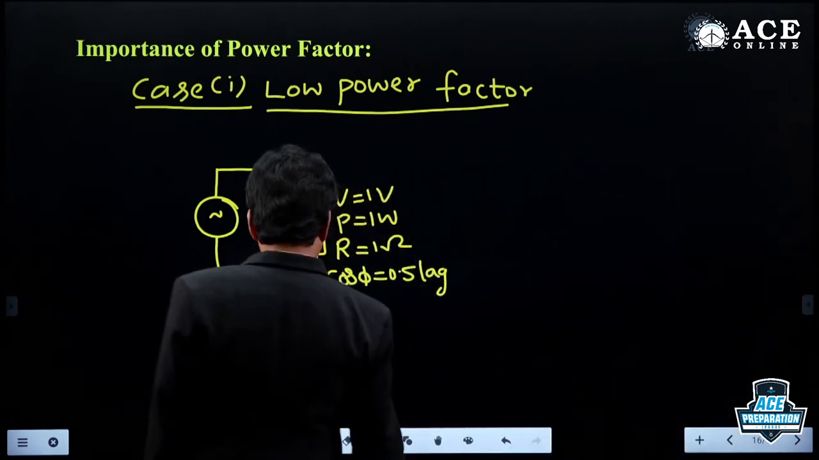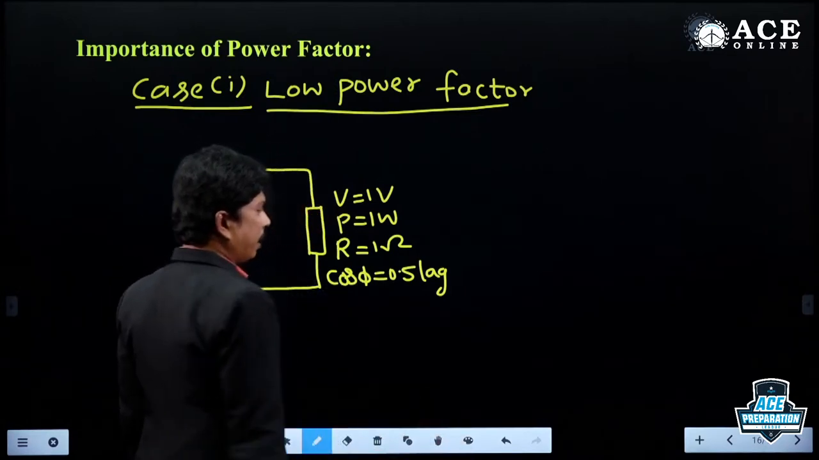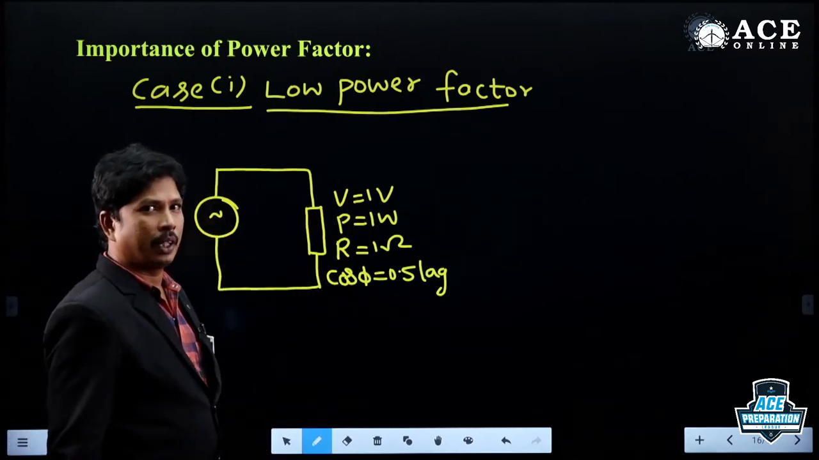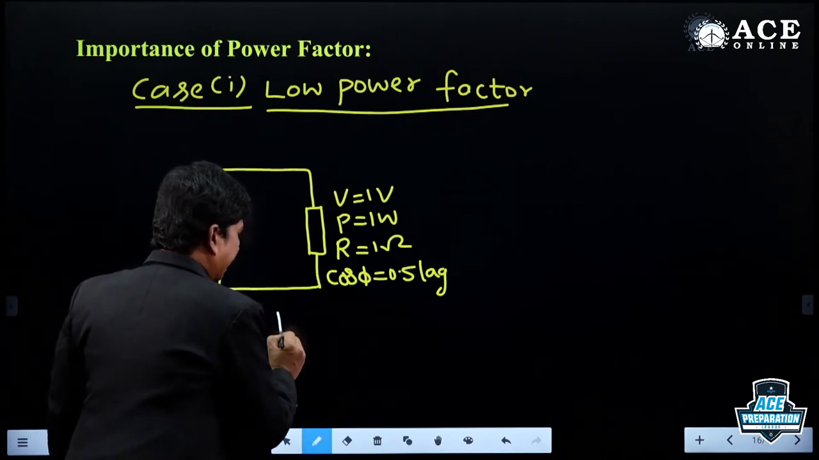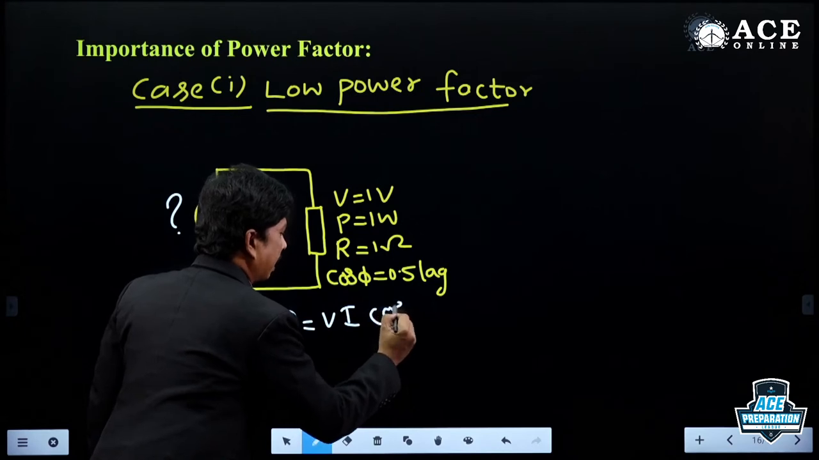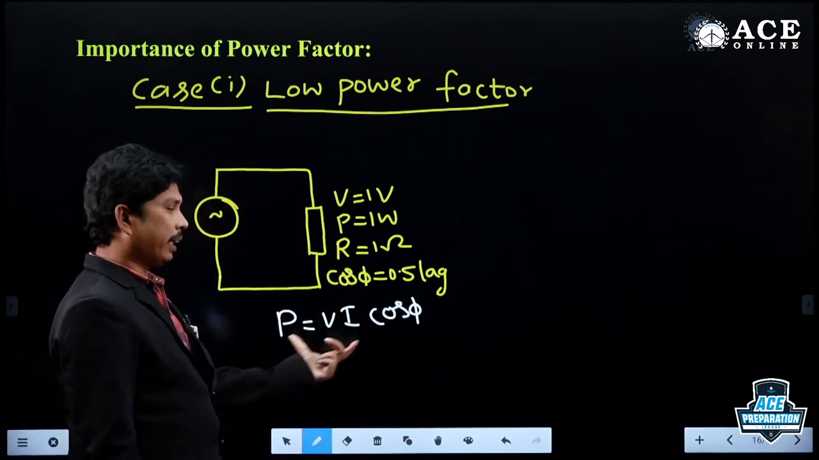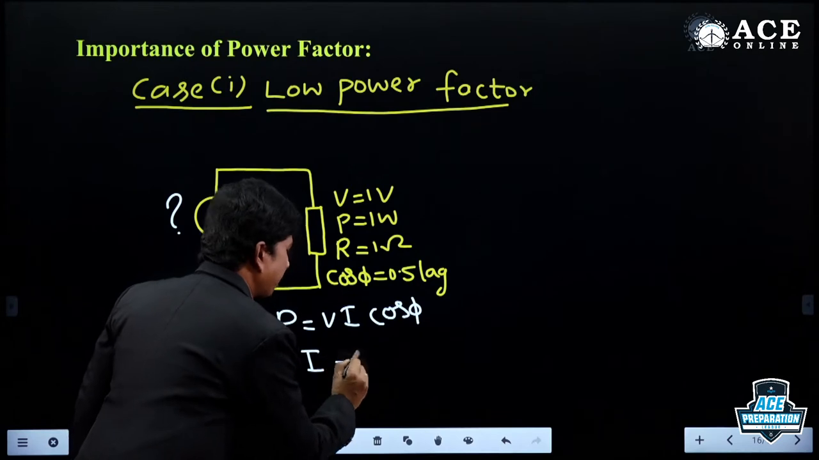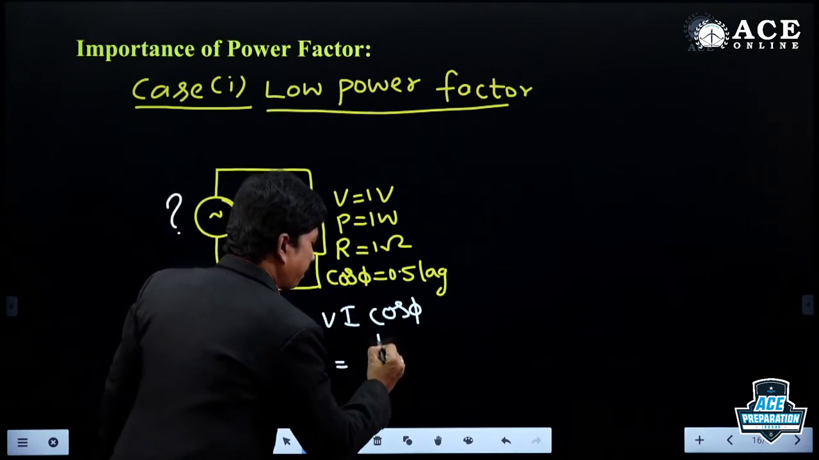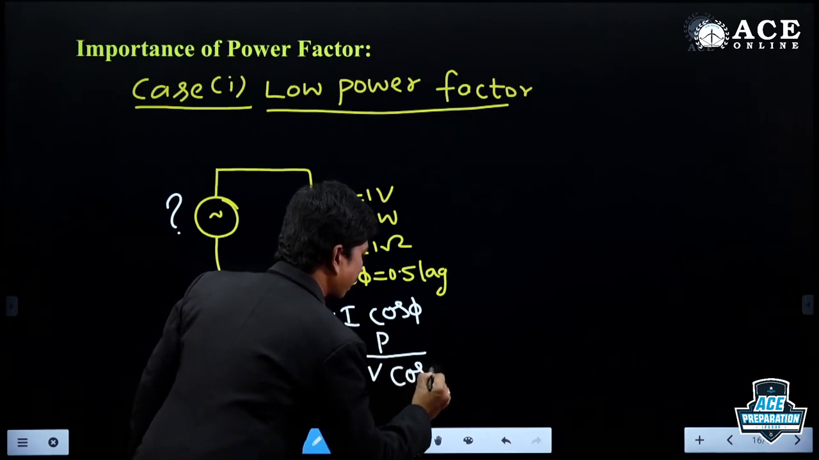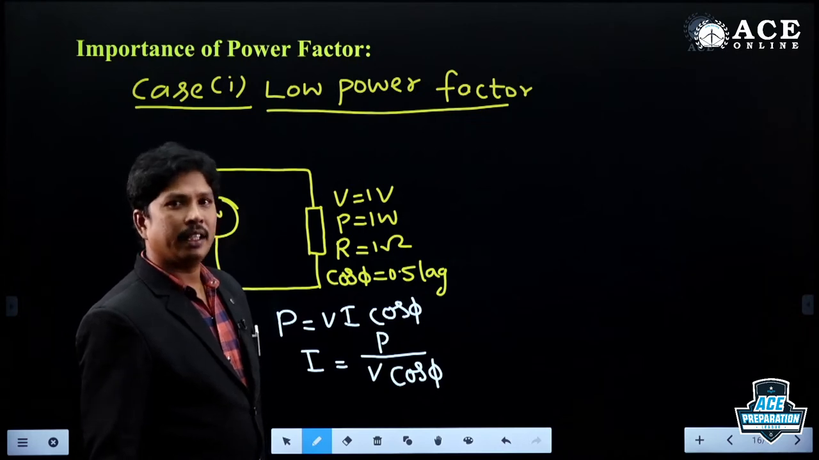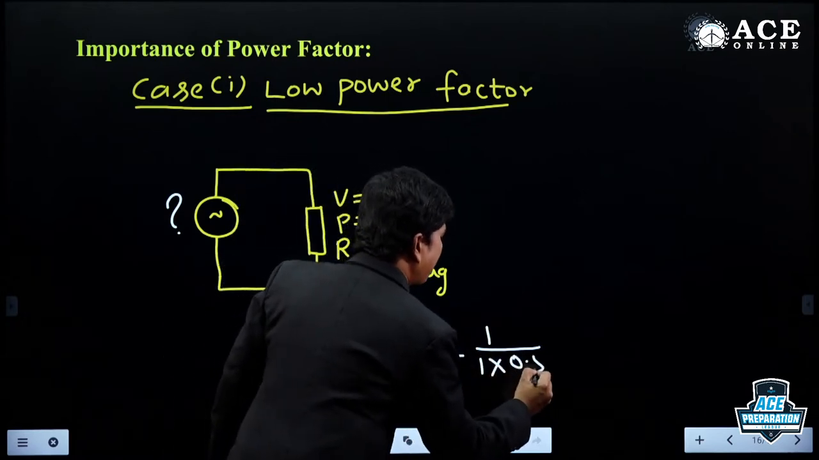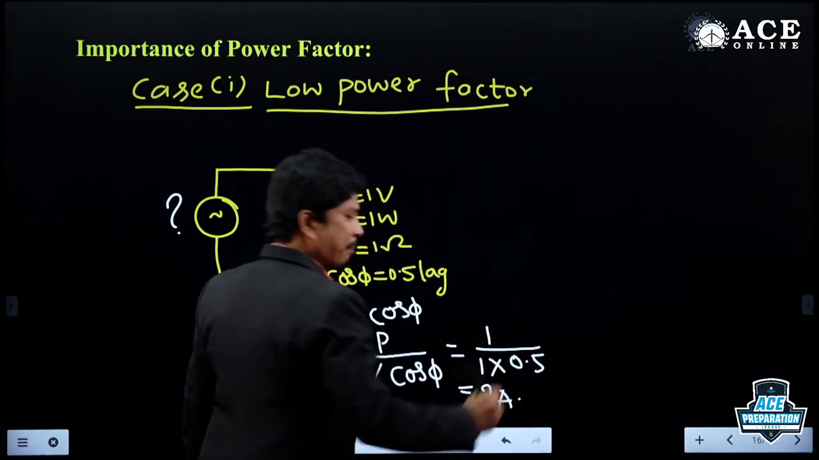Now we know the active power formula. And remember, for this loading condition, what is the size of the source? We have to compare. Active power P is equivalent to VI cos phi in a single phase system. Given is a single phase system, so P is equal to VI cos phi. From this I can calculate the current flowing in the system. The current I is equal to P by V cos phi. Given P is 1, V is 1, cos phi is 0.5. So 1 by 0.5 is 2 amperes.